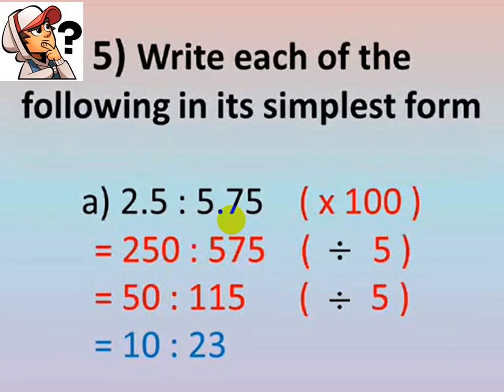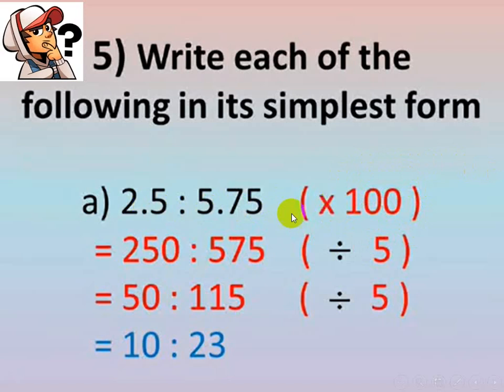2.5, the point is after one digit, so it needs multiplying by 10. The second term, the point is after two digits, so it needs multiplying by 100. What we will do now, multiplying by 10 or multiplying by 100? Yes, multiplying by 100. We will choose the greatest one. Remember, we will choose the greatest number. Okay, so we multiply them by 100.